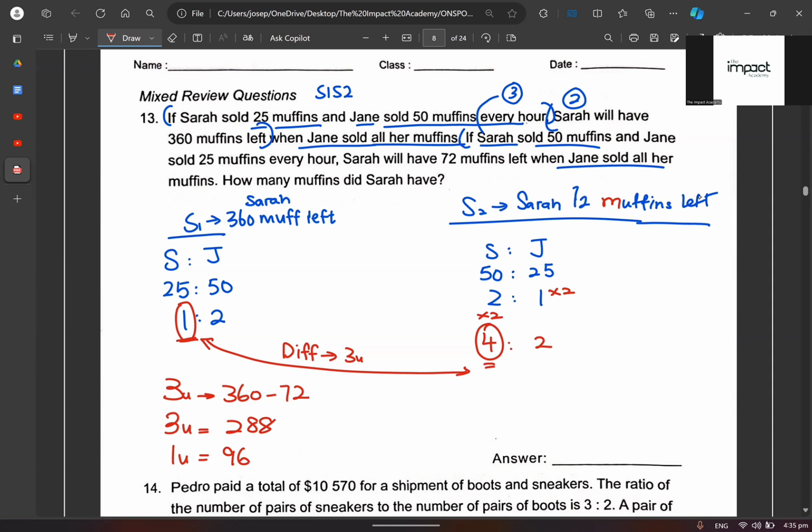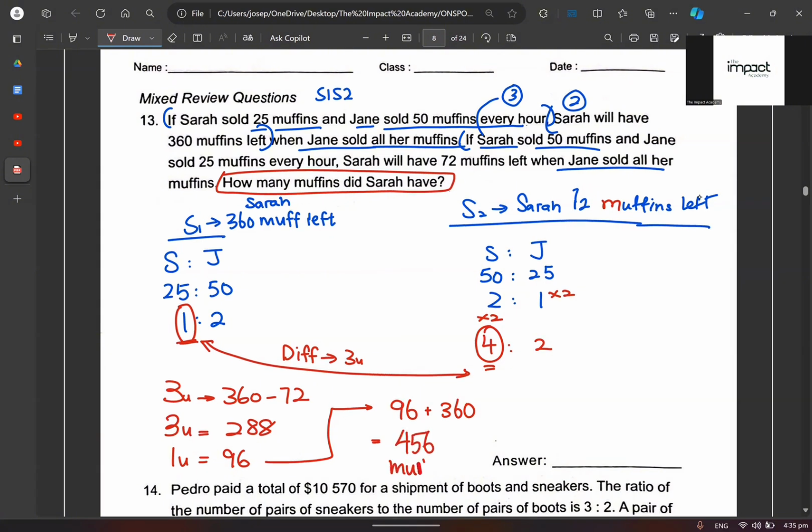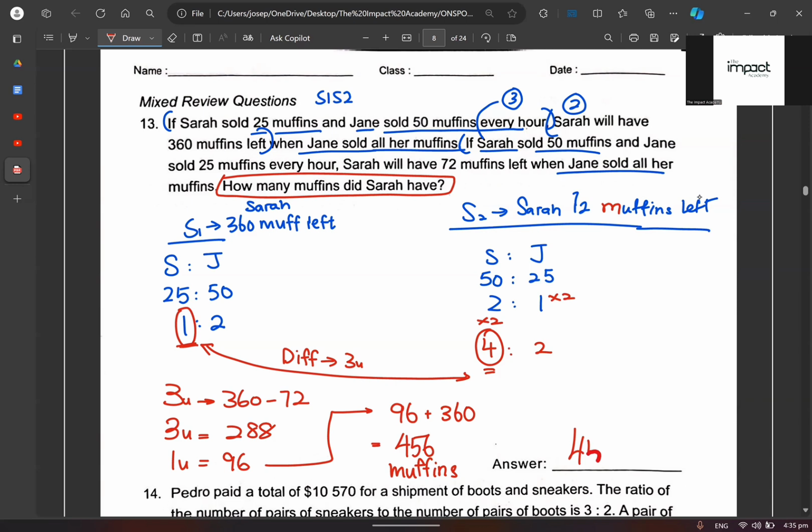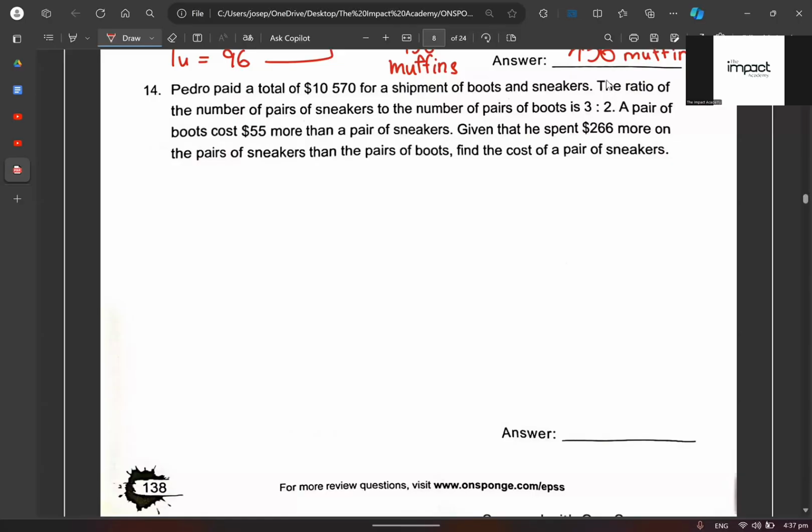Okay, so then of course you want to solve the question. The question says how many muffins did Sarah have? Use whichever situation, you'll be able to get your answer. Let's use the first one. How many muffins did Sarah have? So 96. She's left with 360. So 96 plus 360. Can you understand or don't understand? You should get an answer of 456 muffins, and therefore your answer for this question has to be 456 muffins.